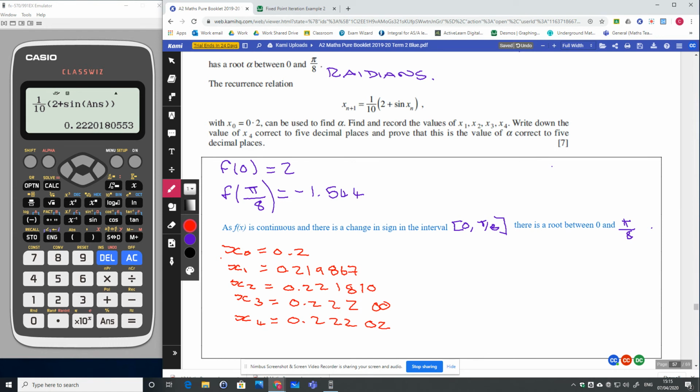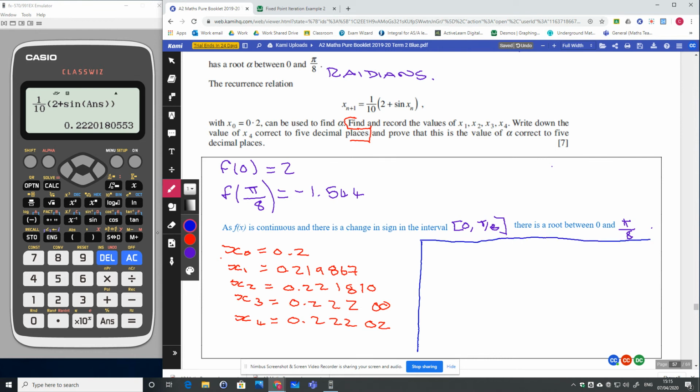To 5 decimal places, so that was the one they wanted to 5 decimal places. If you give the previous ones to less than 5 decimal places, you won't get the marks. So you have to go 5 or more decimal places than what it's asking for. So that's that part. So that's got me up to there. Okay. So then we want to prove that this value is correct to 5 decimal places.